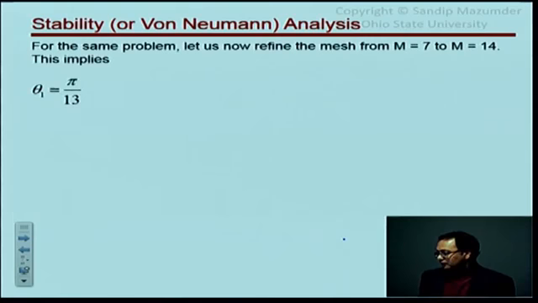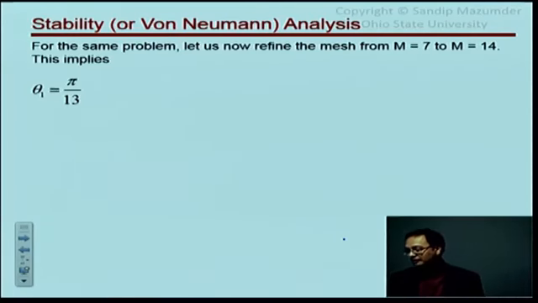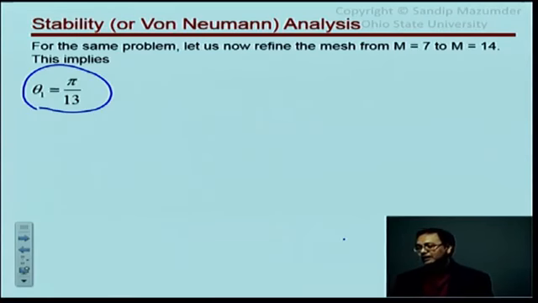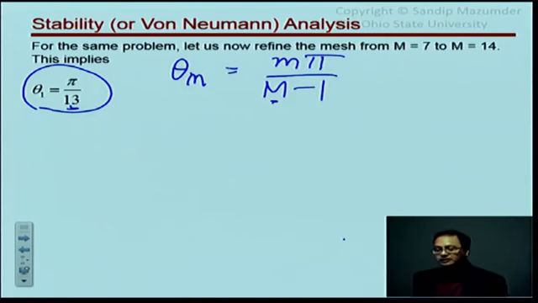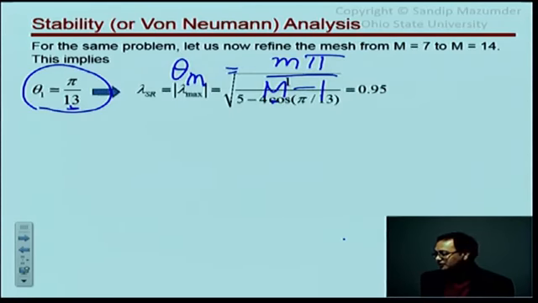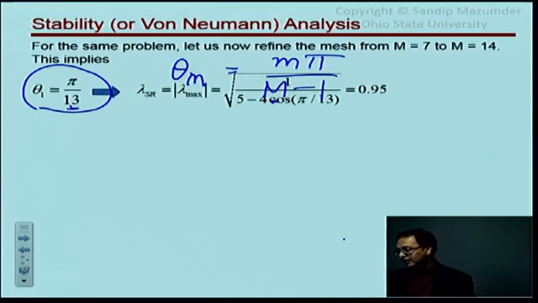All right. What happens if we now increase the number of mesh points, going from 7 to 14, double? Then our theta 1 becomes, remember theta m is m pi over m minus 1, so this is now 14, which becomes 13. We are always looking at the m equal to 1 component. When you do the calculation, we get 0.95.